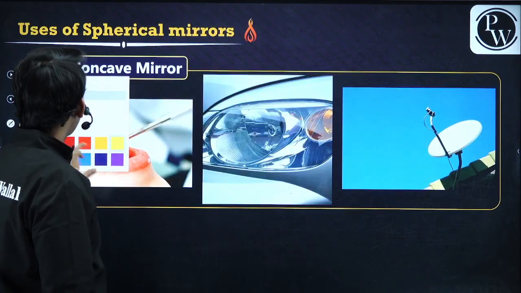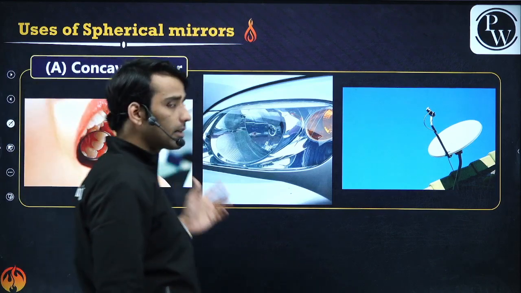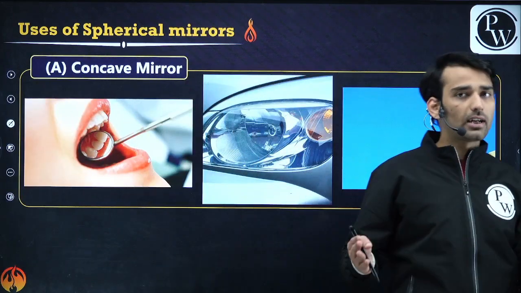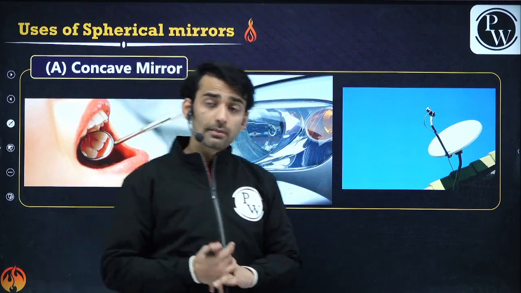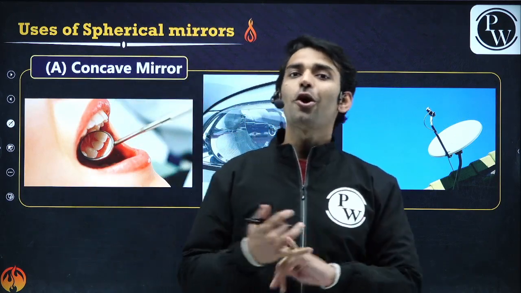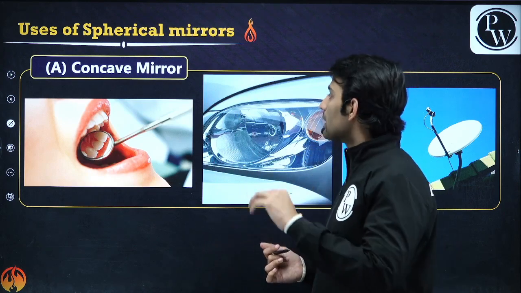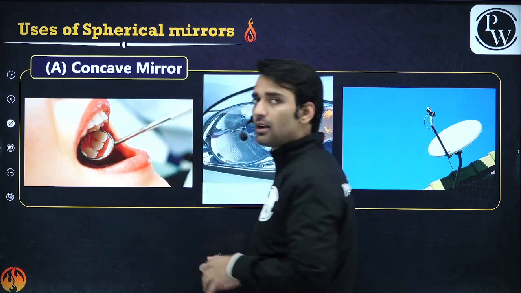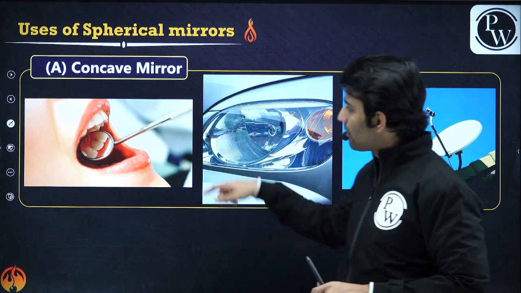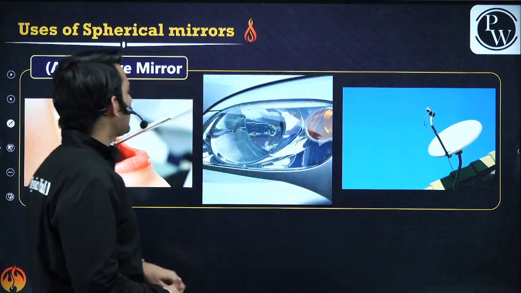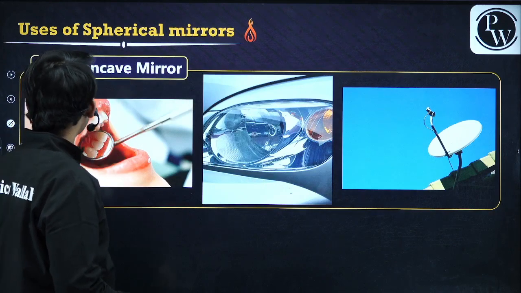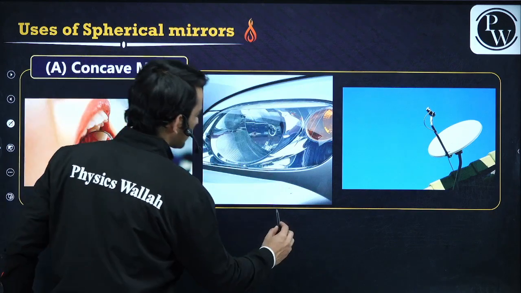Next is, what are the various uses of convex and concave mirrors? See guys, a concave mirror can form a variety of images. It can form a real image, a virtual image, a diminished image, a same size image, and it can also form an enlarged image. A dentist has to see an enlarged image, so the dentist uses a concave mirror to treat your teeth. Similarly, in the reflector of the car, guys, we have a concave mirror.